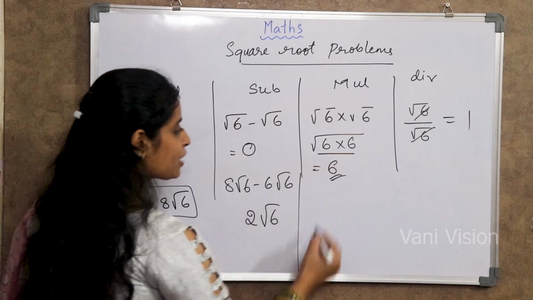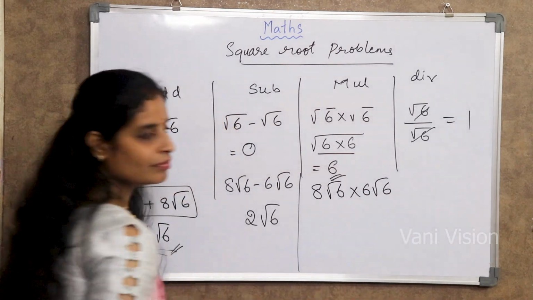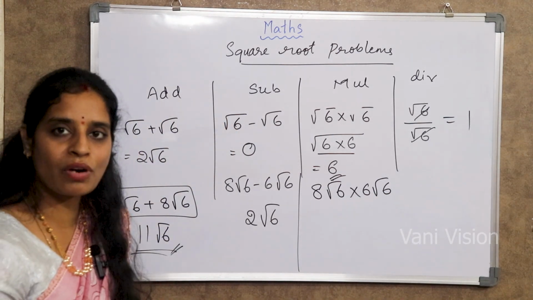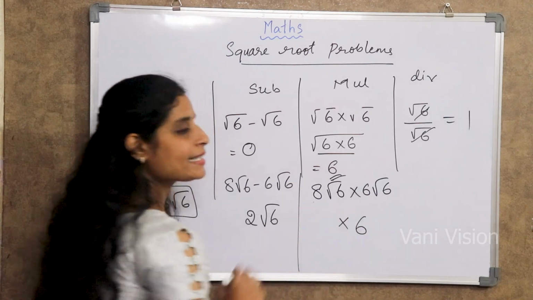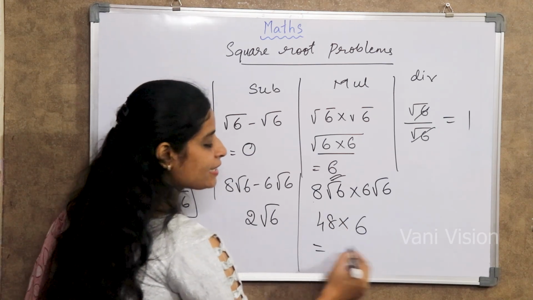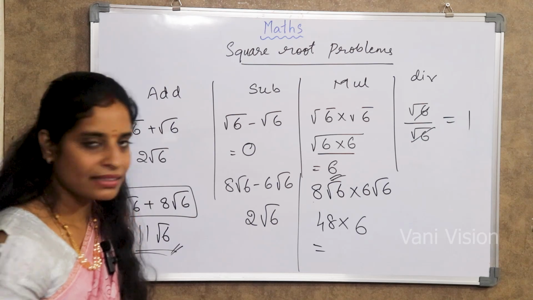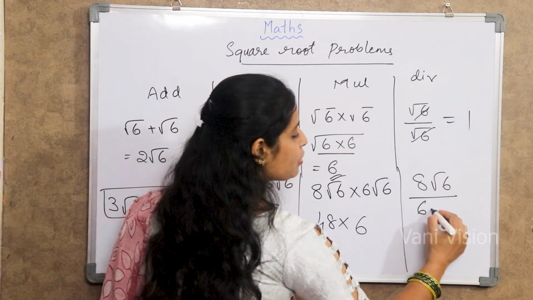Now see here, multiplication also. 8 root 6 into 6 root 6. Root 6 times root 6 becomes 6. Now 8 into 6 is how much? 48. Now you multiply and write 48 and 6. Easy, right?